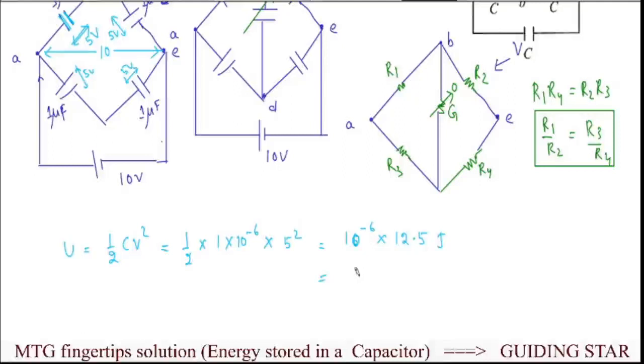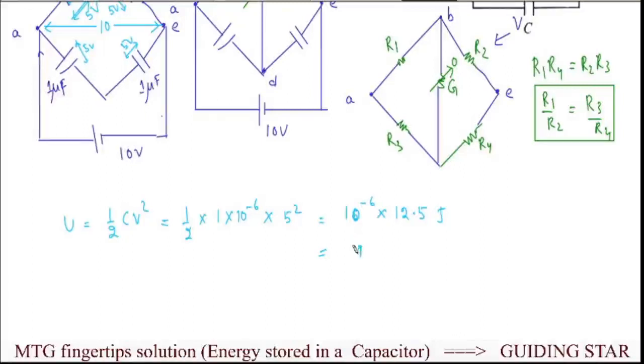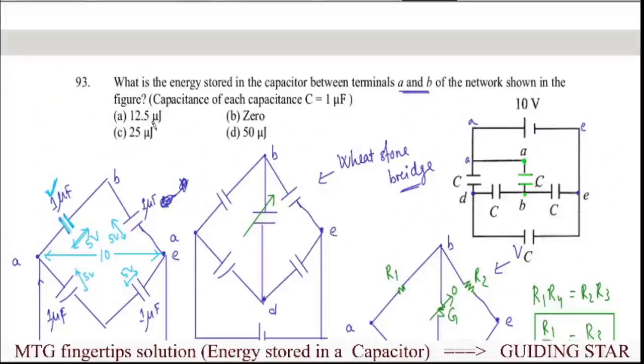So that means you can write it as 12.5 microjoule, clear. So this will be the answer. We can check the options over here. The first option is 12.5 microjoule, that is correct. The others are wrong, so this is wrong, this is also wrong. So option A will be the correct one.